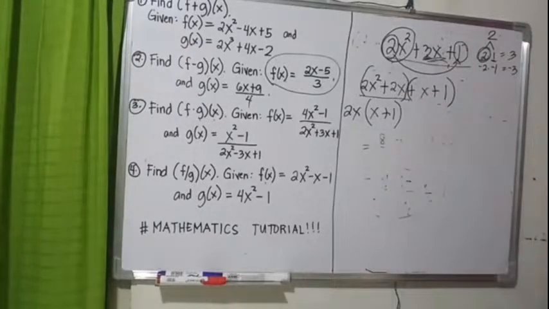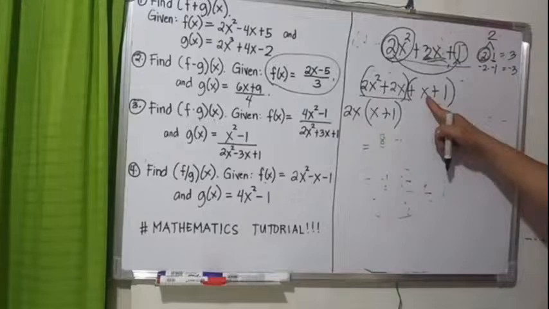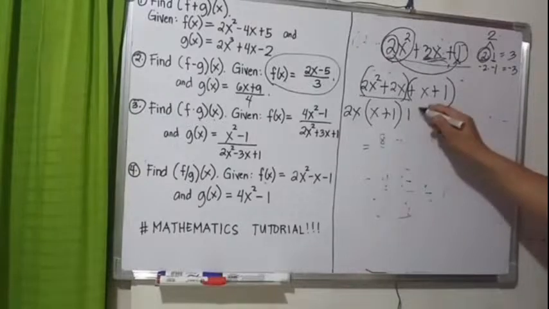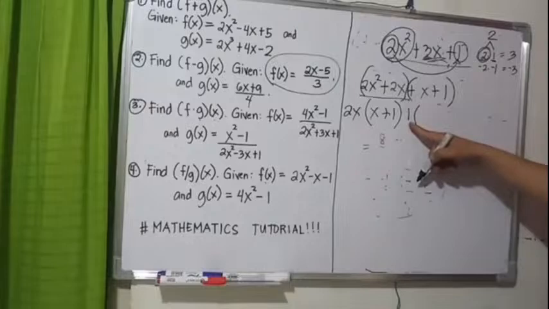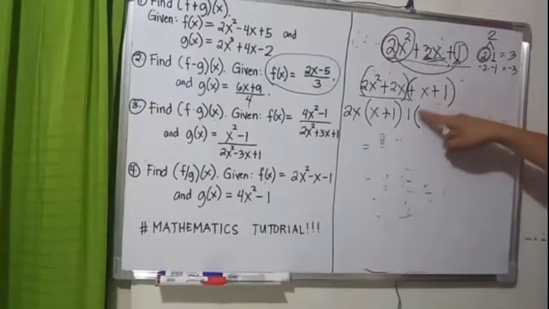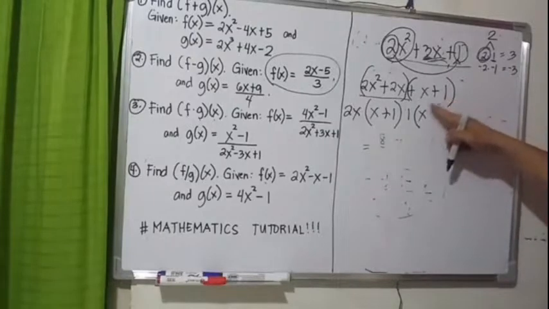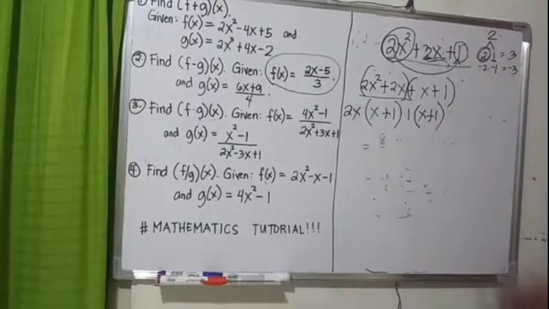Okay. Then, x plus 1, ano yung common sa kanila? Okay, very good. Pwede ma-divide sa x, pwede ma-divide sa 1. So, that is 1. So, x divided by 1, that is x. Then, 1 divided by 1, that is positive 1. So, ano yung factor ng 2x squared plus 3x plus 1?